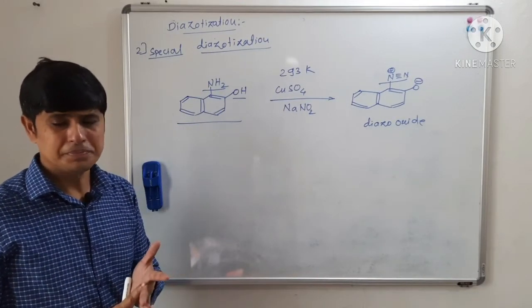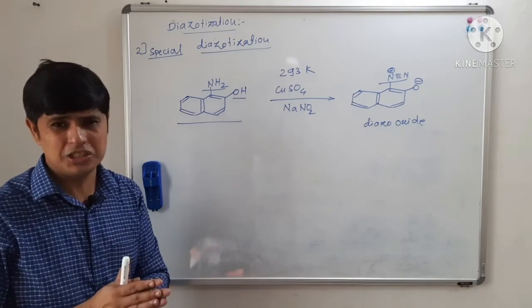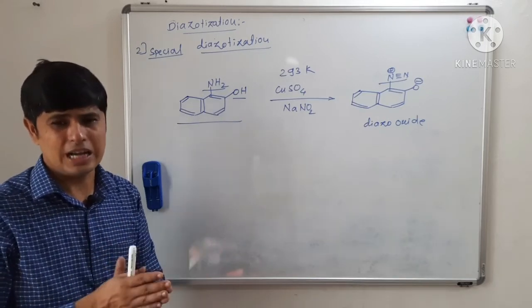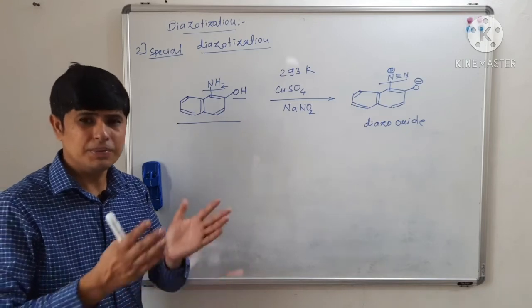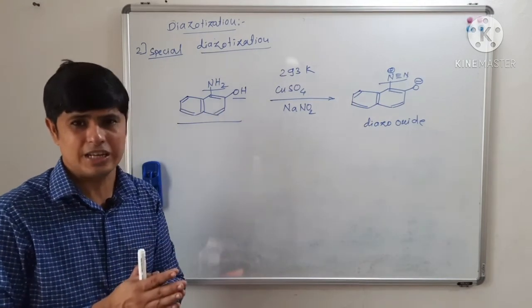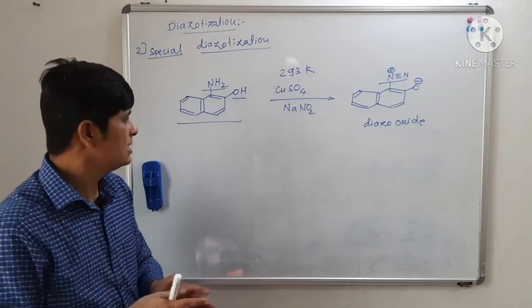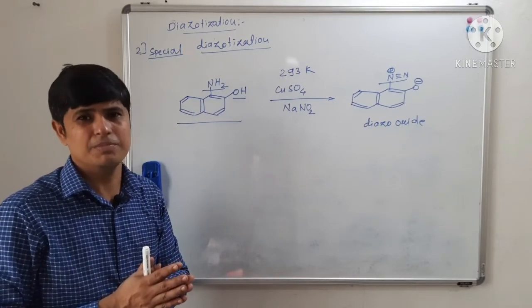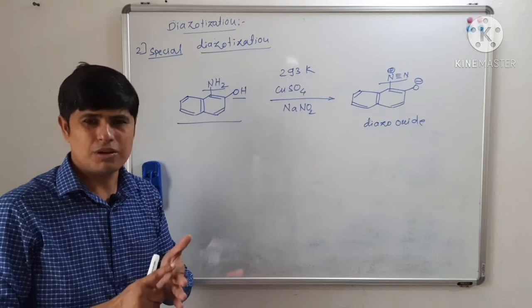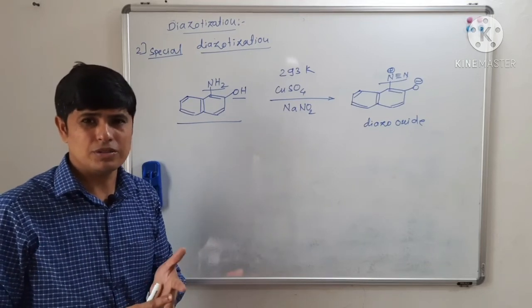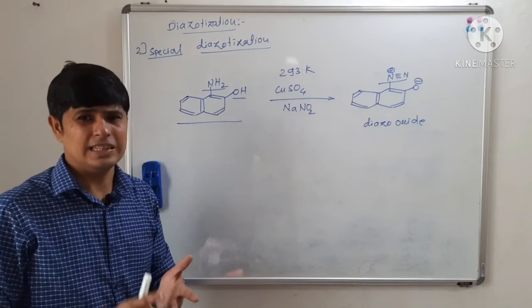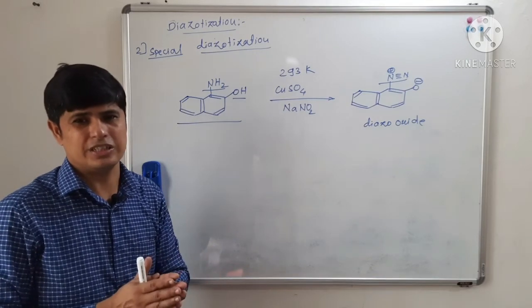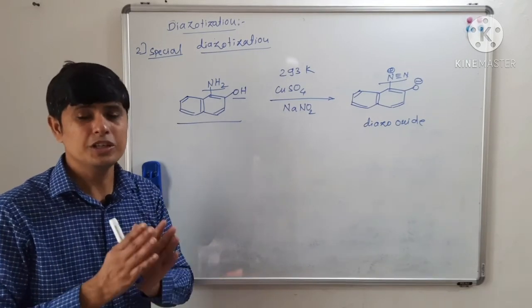Okay, so what we have seen? We have seen what is meant by diazotization, how diazotization is carried out, what the reagents for diazotization are, and what difficulties are observed in the diazotization reaction. Then we have discussed different methods for diazotization reaction. First we have seen direct diazotization, second we have seen reverse diazotization, and third we have seen special diazotization reaction. So this is about the diazotization unit process.